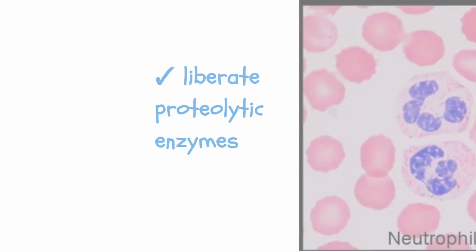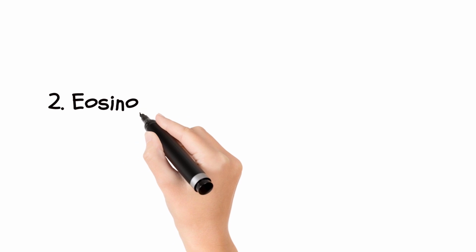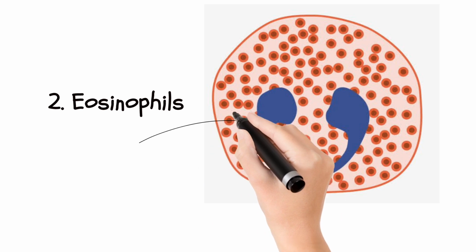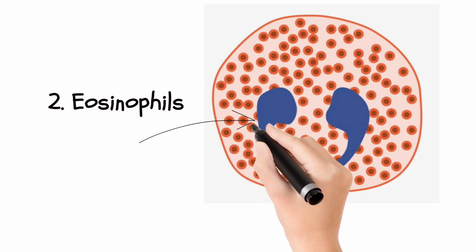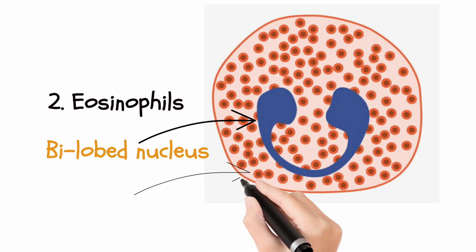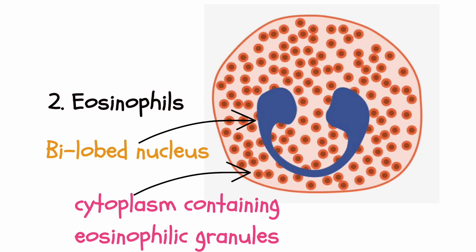Okay guys, so the second blood cell I'll be talking about is the eosinophils. The eosinophils, unlike the neutrophils, have a bilobed nucleus. That means their nucleus only has two lobes or two segments. And then their cytoplasm contains eosinophilic granules. This means that when the granules are stained with eosin dye, they appear reddish under the microscope. And these granules contain proteins and enzymes.